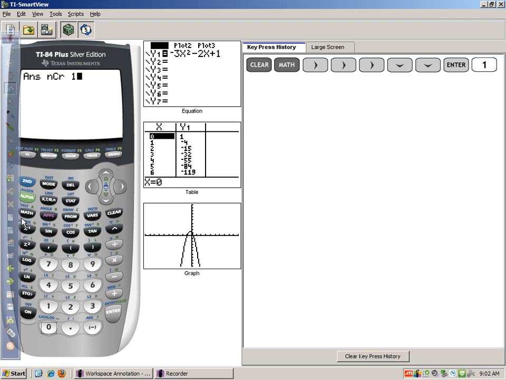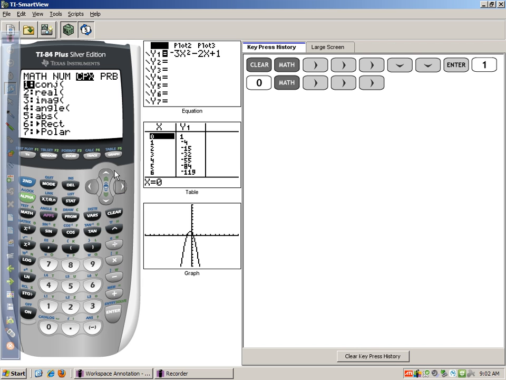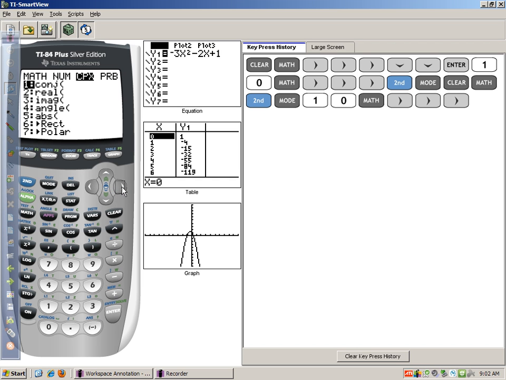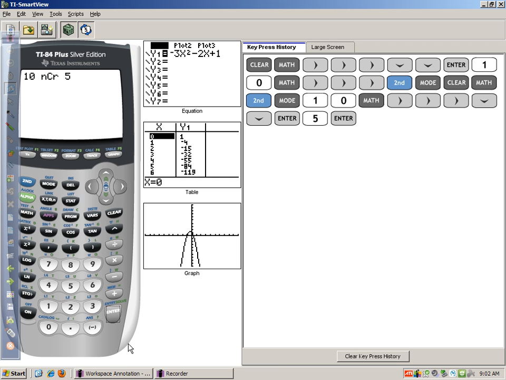We would do 10, and then we go to math, and then we go over to probability. No, you don't. 10 first. Oh, right, 10 first, thank you. 10, then we do math. There we go. Go over to probability. And we're going down to 3. And then we do 5. And then hit enter.